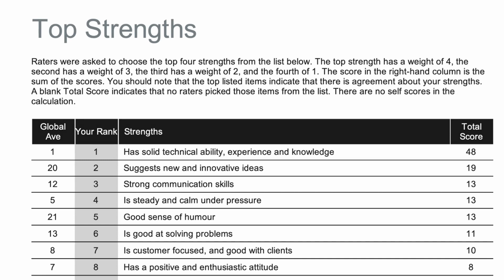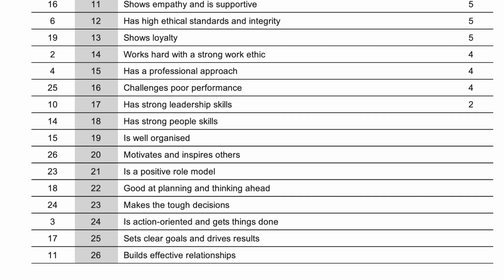So we're now moving on to the strengths and opportunities table. From thousands of qualitative pieces indicated by people undertaking 360s, their raters, we've come up with 26 items that people often refer to as people's top strengths. We only ask people to pick 4, and those 4 are weighted. So the first one gets 4 votes, the second one 3, 2, then 1.